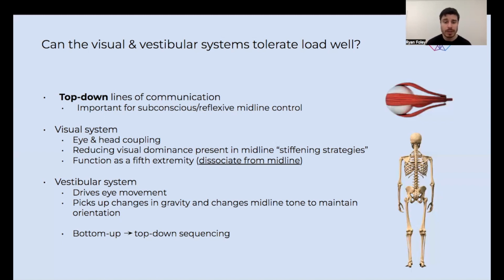Okay, so what we essentially want is we want the eyes to function as a fifth extremity or limb. Just like the limbs dissociate from the midline, we want the eyes to be able to dissociate from the midline to help us interact with the environment. But we don't want to target the visual system too early unless it's clear from the individual's subjective and objective history that there's a potential low capacity issue there.